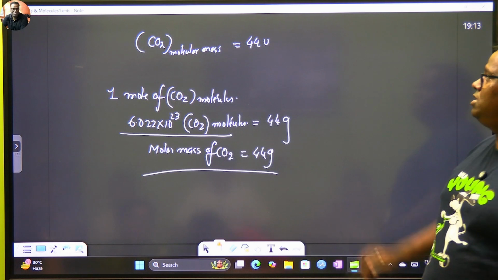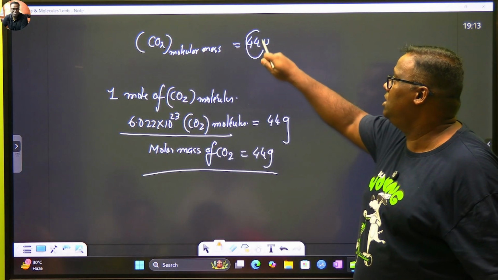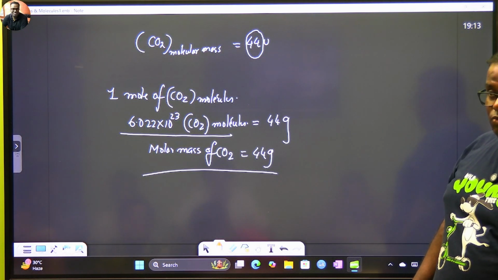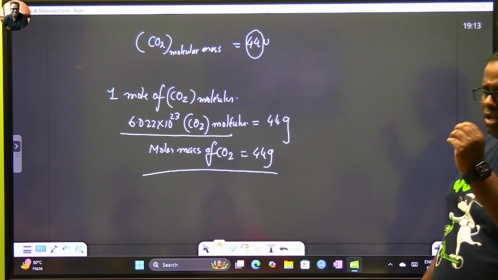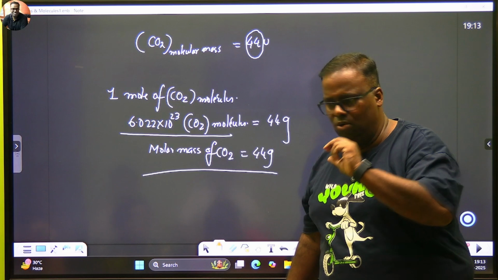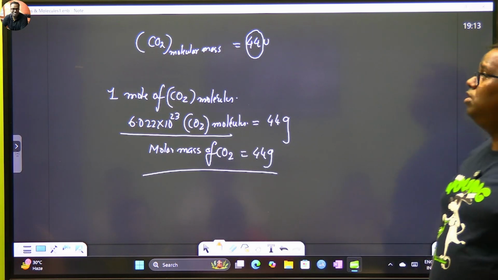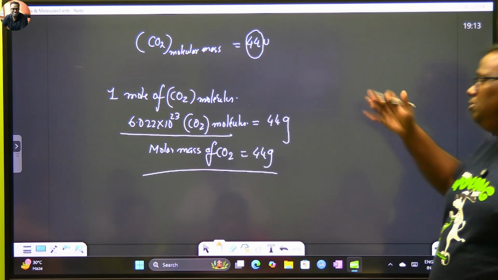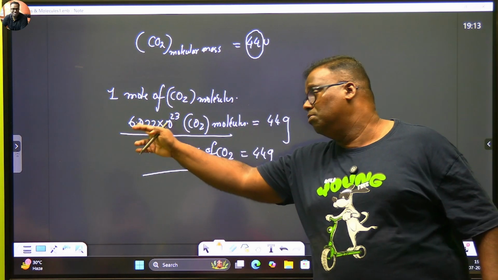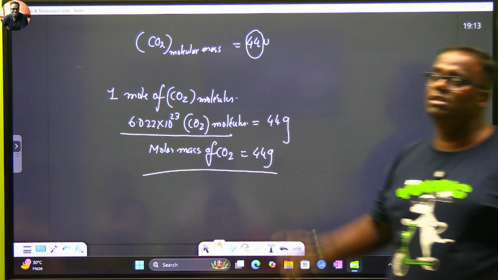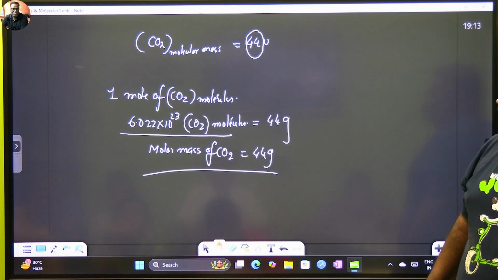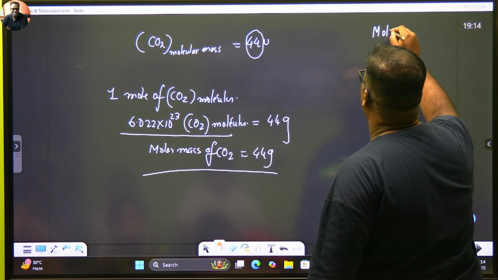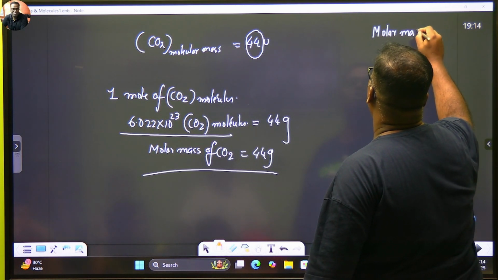Yahan sabse interesting cheez hai, this number never changes. It just picks up a different unit. If you want to talk at a very microscopic level, 1 molecule, have you seen it? No. Have I seen it? No. The mass is 44 atomic mass unit. But if you want to talk realistic, then don't come with 1 molecule, come with 1 mole. Then the weight is 44 grams. Molar mass will be very helpful in your grade 11, because in 10 you will not learn this.